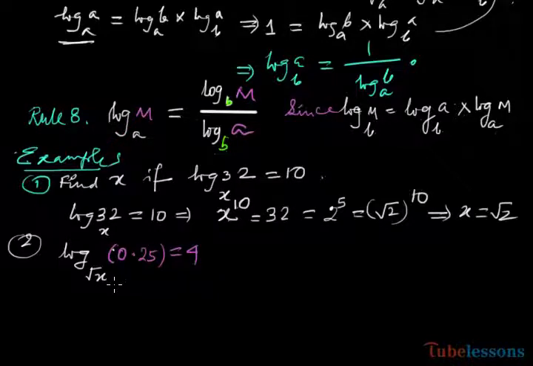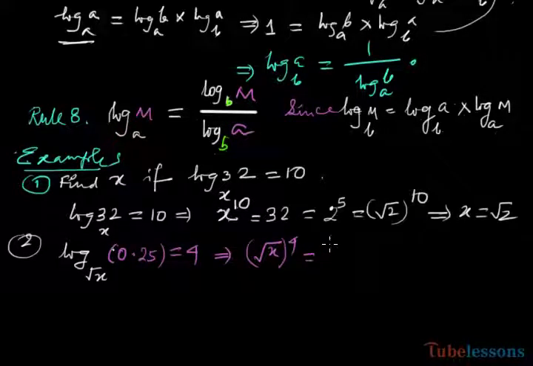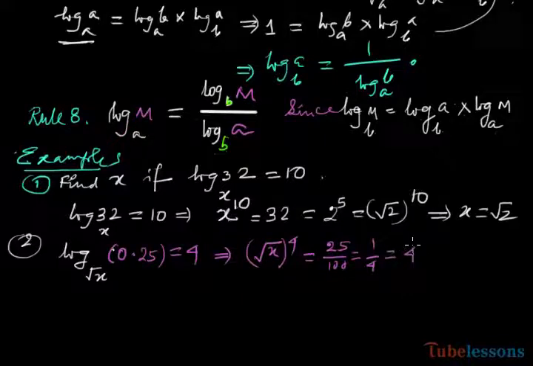Now, here also, what will be the value of x? Log of 0.25 base root x is equal to 4. So, from here you can write root x raised to the power 4 is equal to 25 by 100, which is equal to 1 by 4. And that is equal to 4 to the power minus 1, and is equal to 2 to the power minus 2.